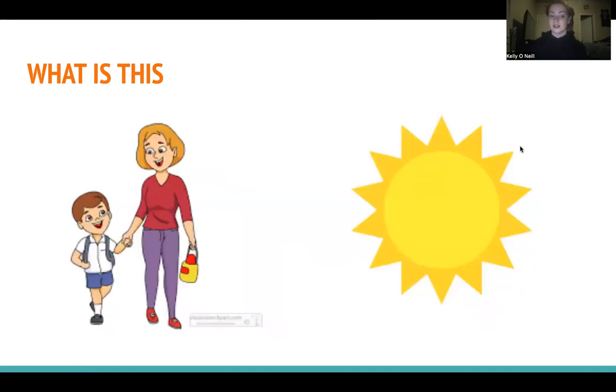Next, like the other one, one is a physical living being and the other one is not. So the one on the left is a son, S-O-N, as in the physical child. And the one on the right is the sun, as in the star in the sky that lights up our world, and that is spelled S-U-N.